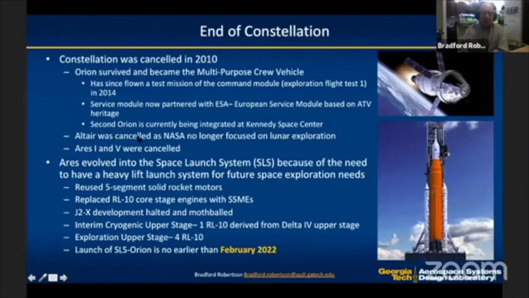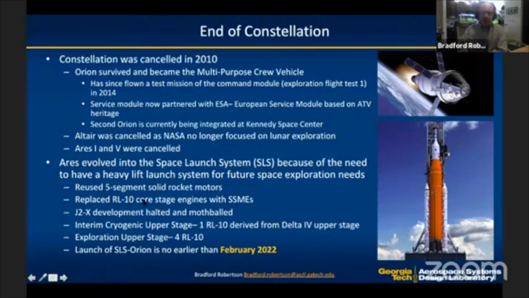So yeah, Ares 1 and 5 were canceled. The J2X was mothballed. I don't even know if that was tested. I forget, but that was never flown. And so the Ares kind of evolved into the Space Launch System. So we reused that 5-segment solid rocket booster. We're using RL-10s for upper stages.